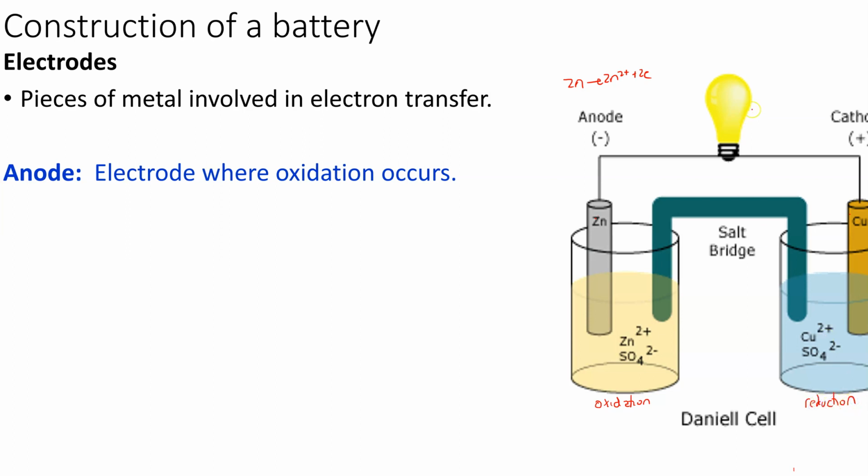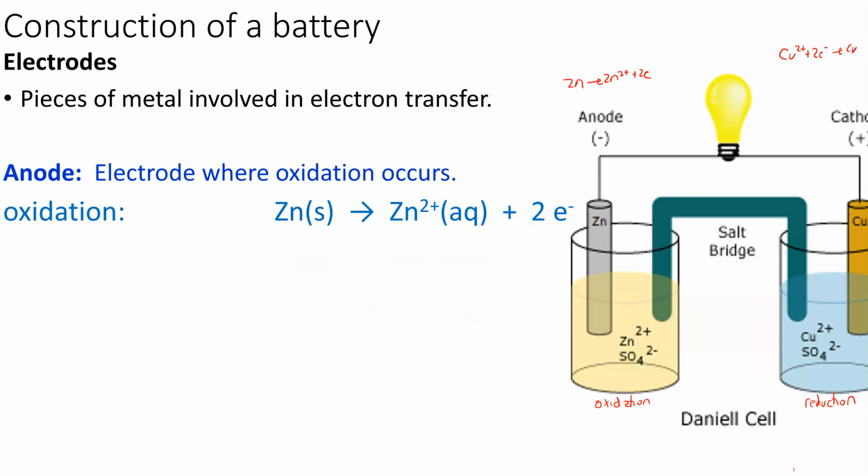So if it's reduction, we can assume that Cu2+ is taking up those 2 electrons produced from the zinc and becoming solid copper. That's what's going on chemically. So there's your oxidation reaction. We have zinc going to Zn2+ plus 2 electrons. So the zinc ions go in here, and because of that, the mass of this zinc electrode will get smaller over time.